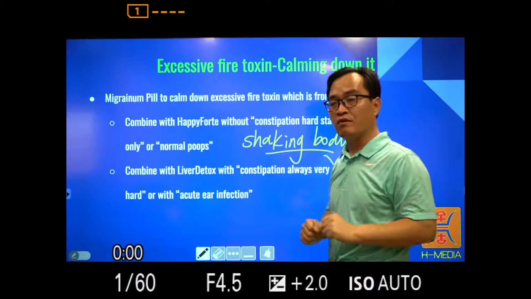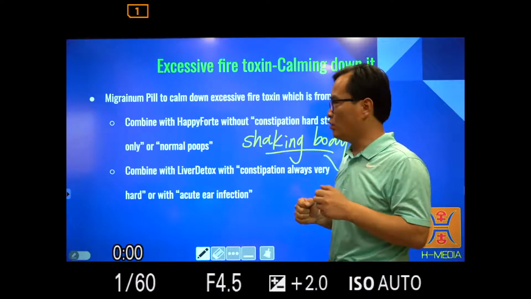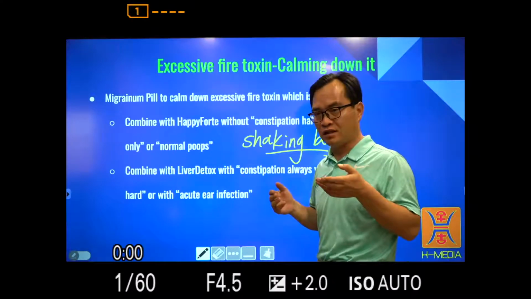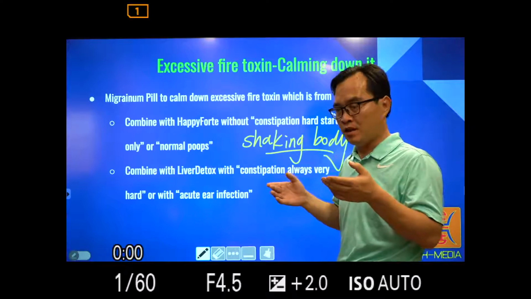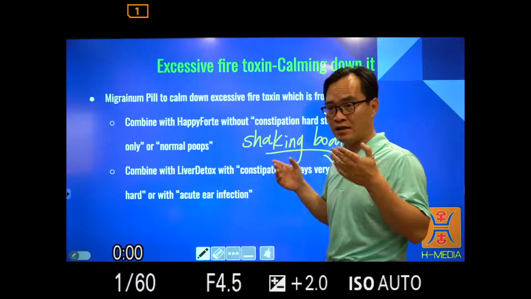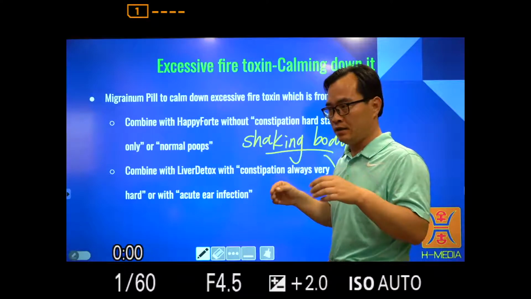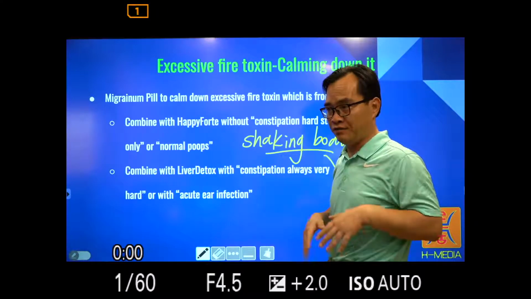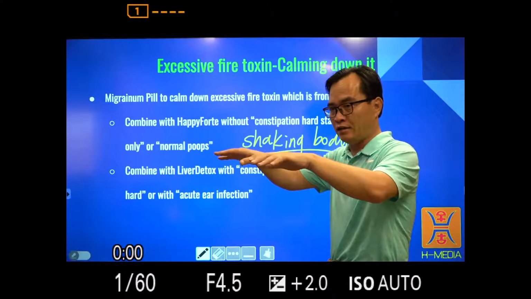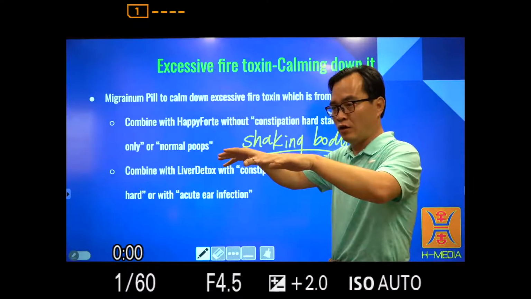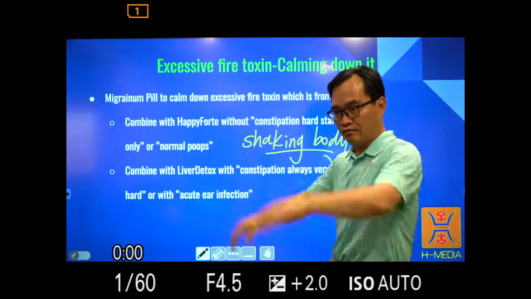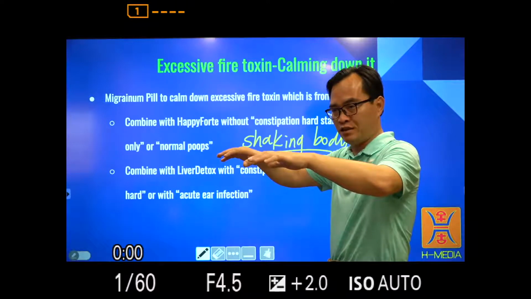But for the people who have the shaking problems, who have the internal wind problems from the excessive fire toxin, even though the wind is not so serious, if they pull out the hand like this, they can hold the hand, but when it's falling down, you cannot see it. When doing this, it will happen, something like this.